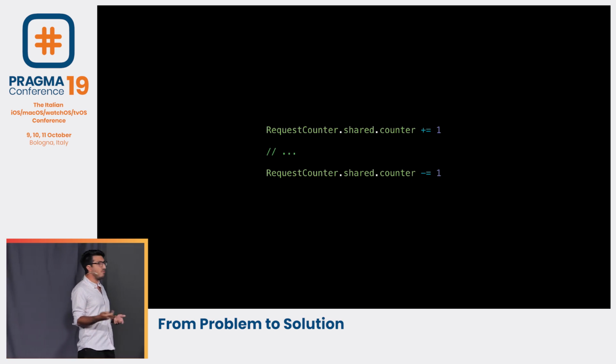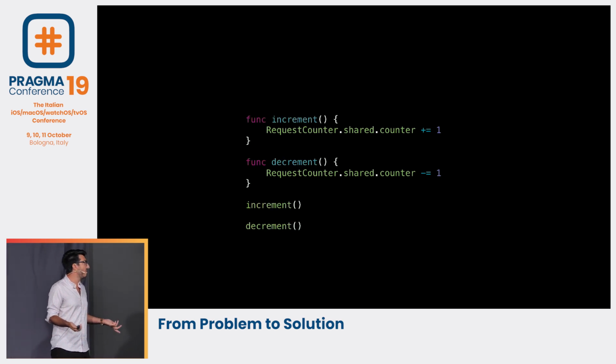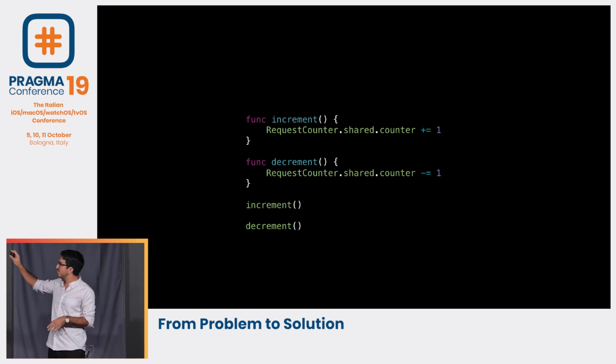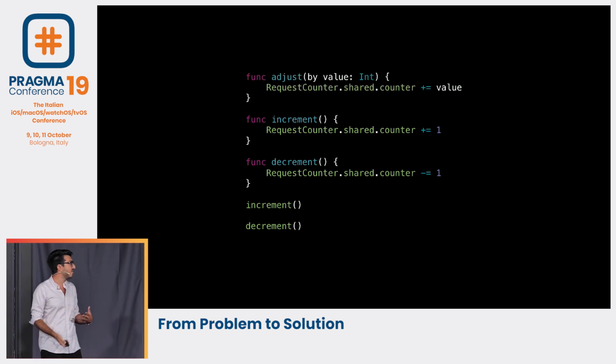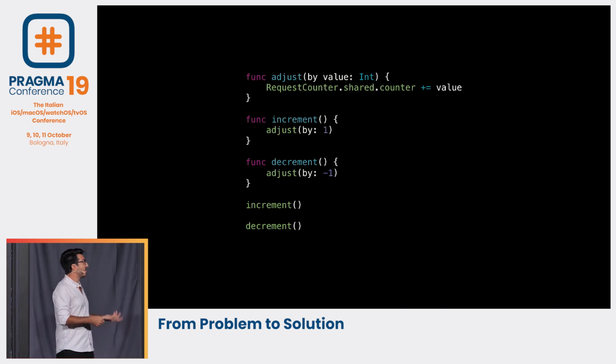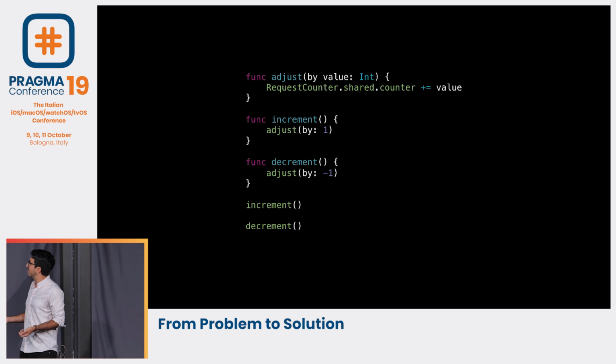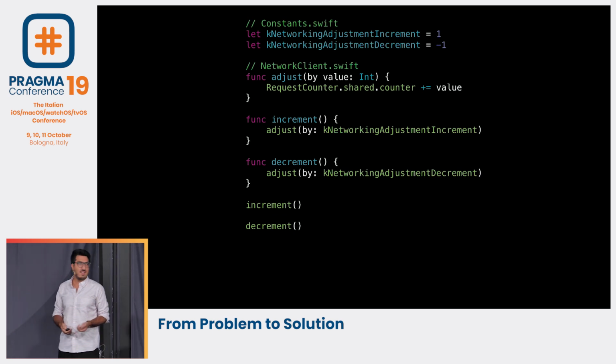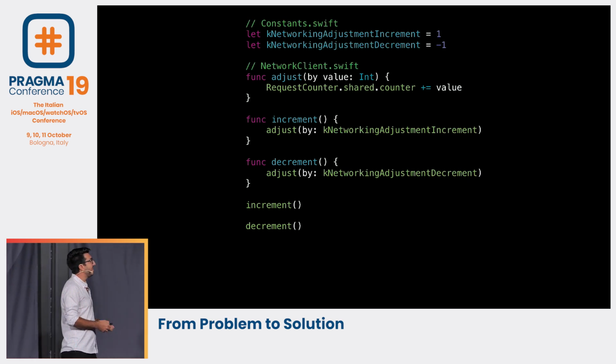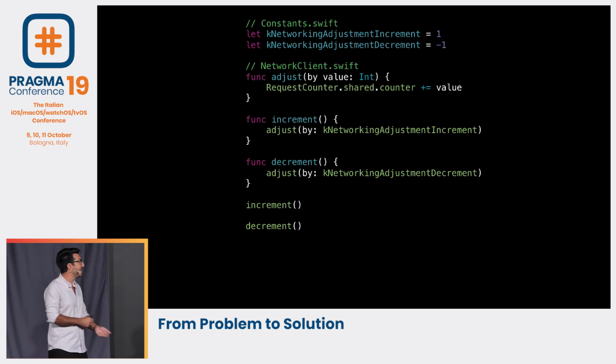And so, yeah, maybe we wrap those up in a function, give them a nice name. Okay, we call it increment and decrement. And actually, if you look at it, these are kind of two similar-ish functions. So what if we made a new function called adjust by value, and then we could call that with the 1 and the -1. And, well, that's actually a magic number, so let's go ahead and put this in a constants file. Okay, and I think kNetworkingAdjustmentIncrement is a really nice name.